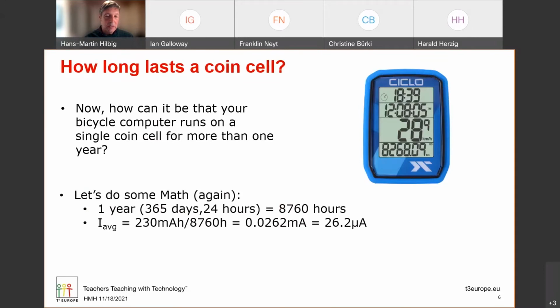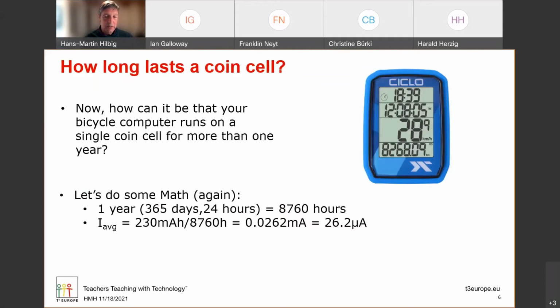So let's do some math again and do it the other way around and say, hey, how much current am I allowed to consume from my coin cell, on a given 230 milliamp hours of capacity, to make it last 1 year? It is 26.2 microamps, or 0.0262 milliamps, which is almost nothing, right?